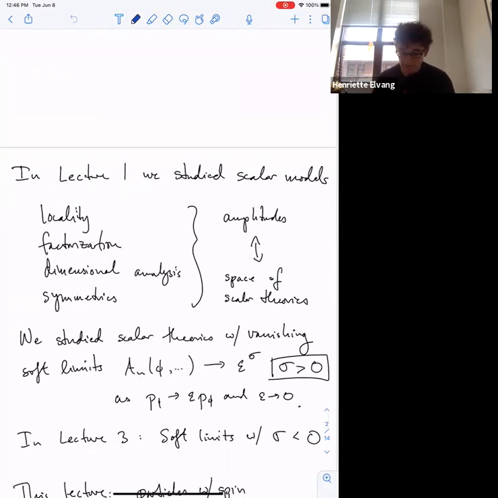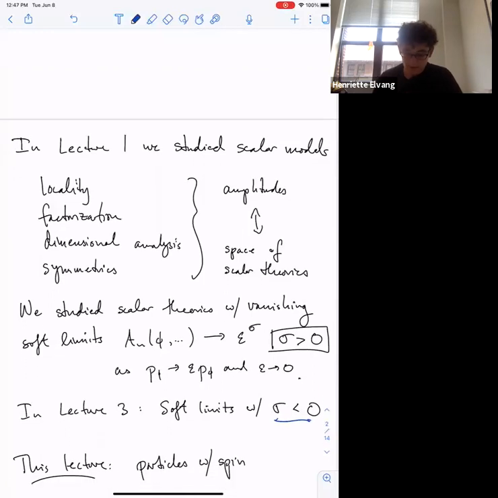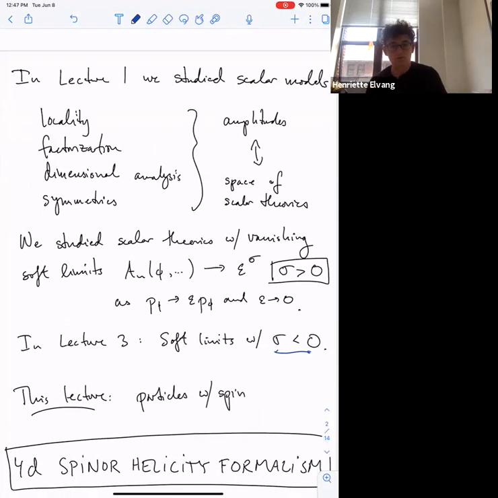Now, in lecture 3, we're going to talk about the soft limits where amplitudes have soft limits that are divergent. That means sigma is less than 0. And when sigma is less than 0, well, of course, the amplitude blows up. And we've seen one case of that already for scalar amplitudes. That's when you had a cubic interaction. But for scalar amplitudes, that's pretty much it. So in order to get something more interesting, and we'll find something quite interesting, in fact, when we study soft limits that are divergent, we need to study particles with spin. And so for this purpose, I want to introduce to you the 4D spin helicity formalism.